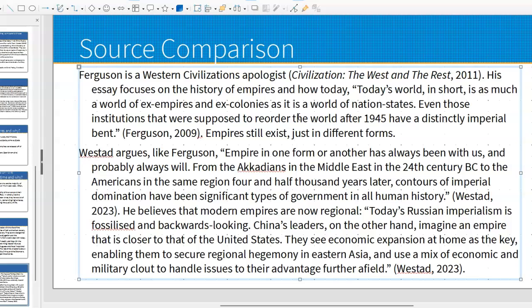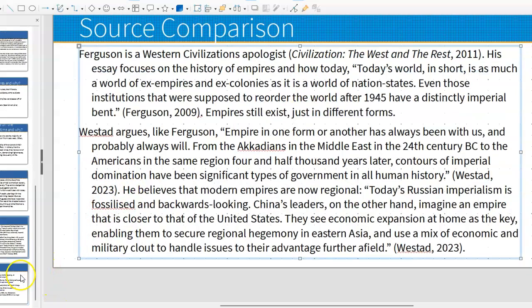His argument about the fossilization of Russian imperialism is based on the fact that, and again, this is in 2023, Russia had invaded Ukraine and had not managed to conquer it yet. So his argument here, to a certain extent, is that military imperialism may now kind of be out the window, that it is more a matter of economic, with the military being used in complement to, as in to round out, or adjacent to, or as partnered with economic control or economic imperialism.